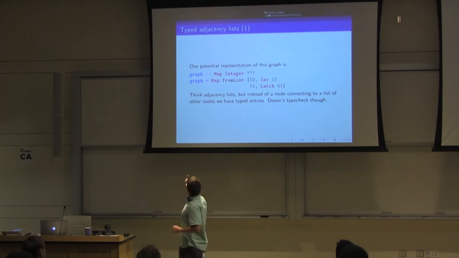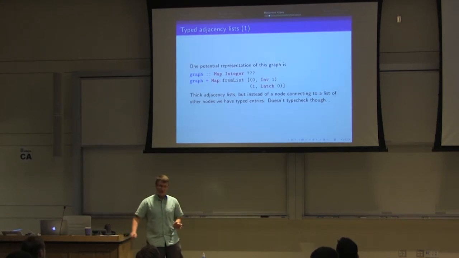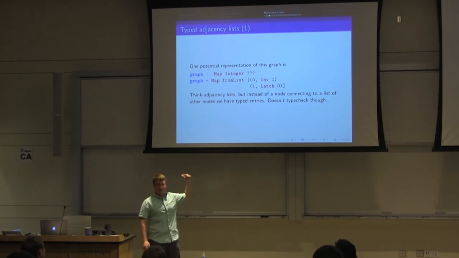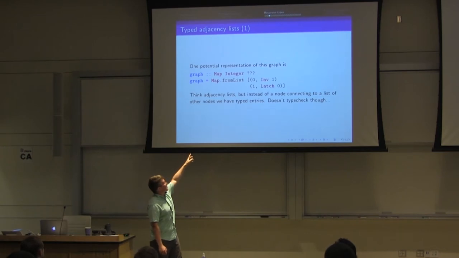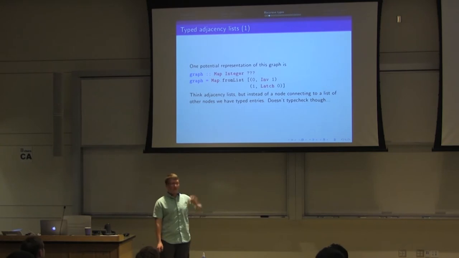So, one potential representation for graphs is that for every single node, you have a list of nodes that it is connected to, and it's called an adjacency list, right? So, for example, here we have a representation, though this doesn't quite type check, but we'll fix that in a moment. We have the zeroth node that corresponds to our anonymous nodes. It is connected to the first node, and the first node is connected to the zeroth node.